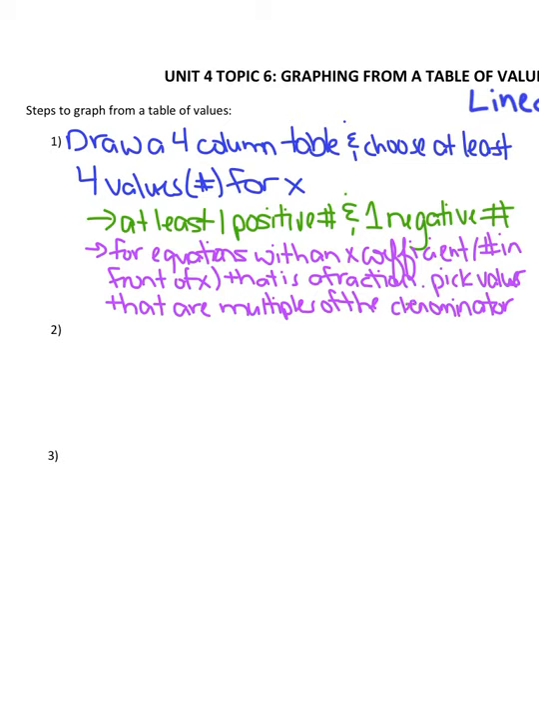All right, so for equations with an x coefficient, or the number in front of x, that is a fraction, pick values that are multiples of the denominator, right? I said we get to pick any values we want for x. But if we pick values that are multiples of the denominator for our fractional problems, then that's going to keep us all with whole numbers.